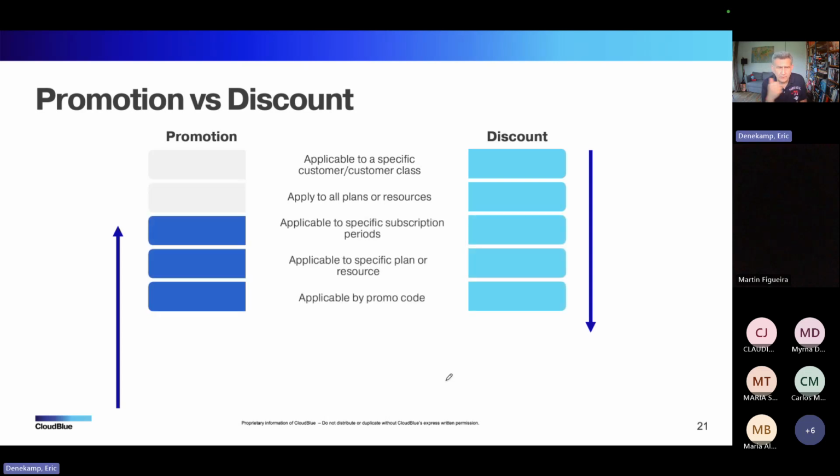Then we've got three options that are available in both of those scenarios. Applicable to a specific subscription period, I can promote specific subscription periods. I can discount specific subscription periods. Specific plans or resources are applicable to both, and both have the availability of assigning promo codes to it. And then a discount is always for every order type, whereas the promotion, I can specify it for order types, sales orders, change orders, or renewal orders.